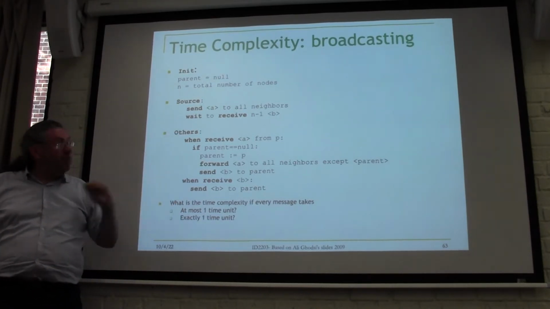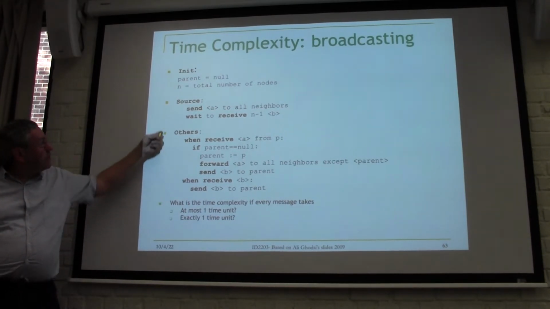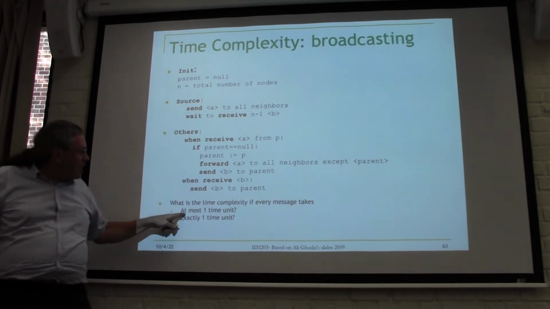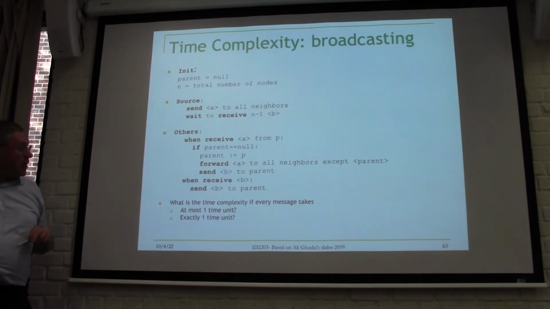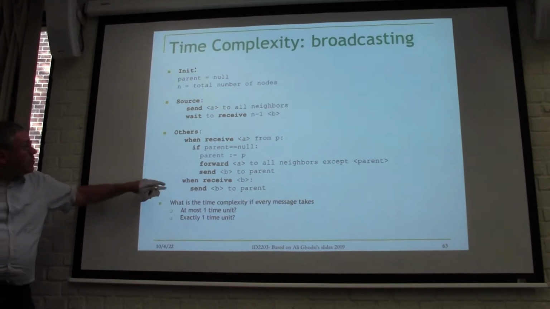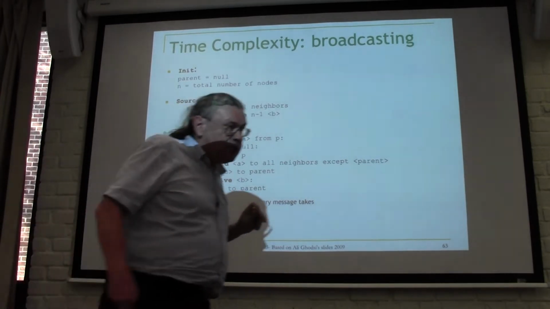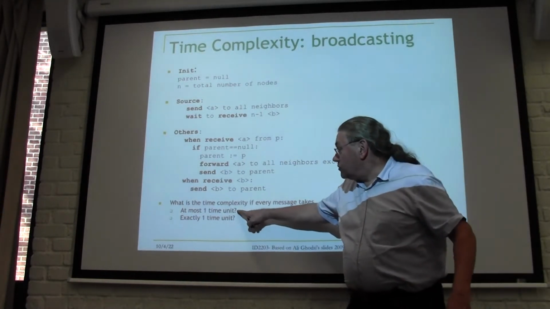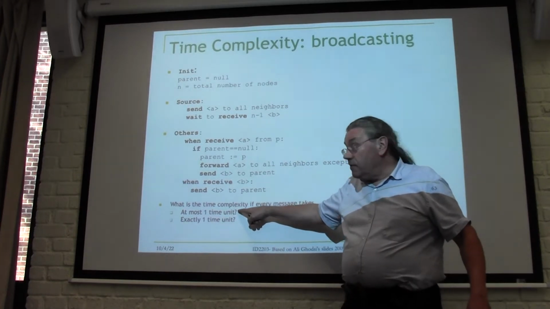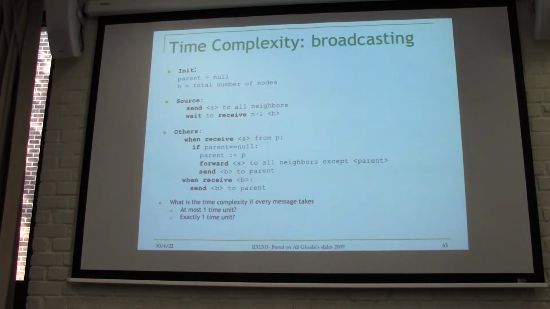I want to talk about the time complexity of this algorithm. What is the time complexity if every message takes at most 1 unit? And what is the time complexity if the message takes exactly 1 time unit? It depends on the topology, it depends on the shape of the graph. So there's 2 questions here. And the point, the paradox, is that the at most time complexity in fact is higher than the exactly 1 time complexity. You see what I'm saying?